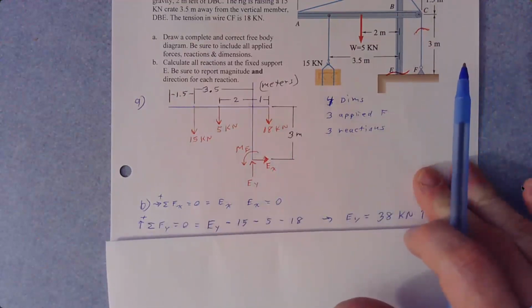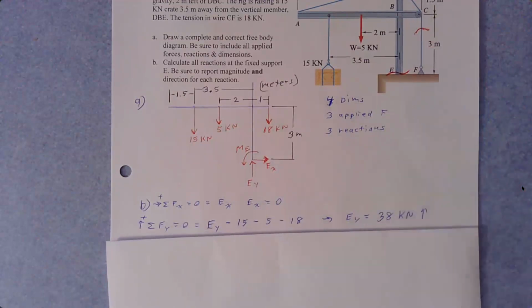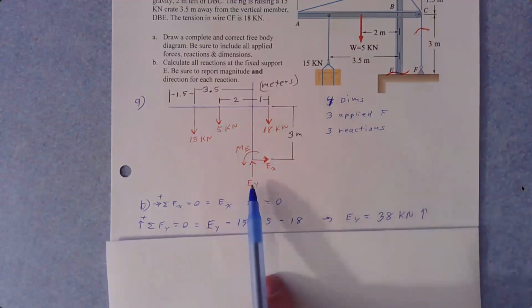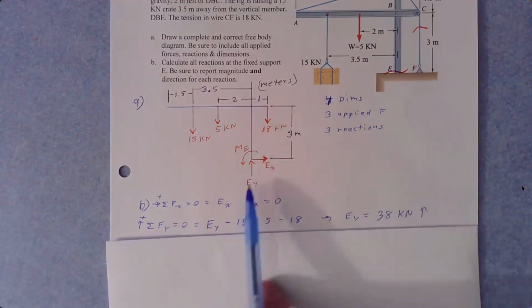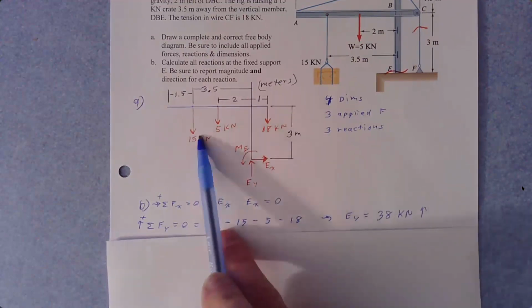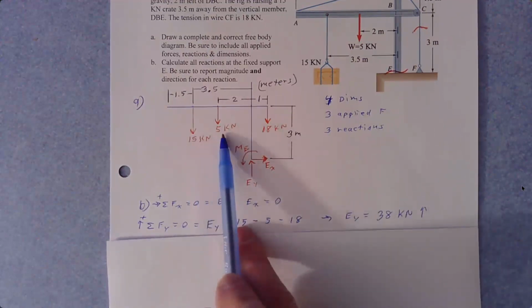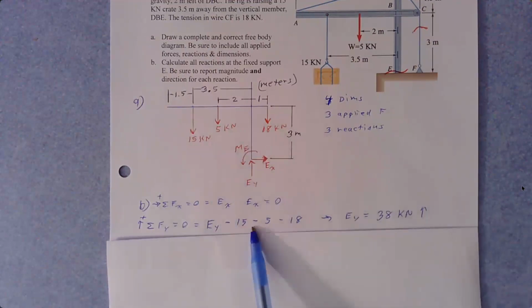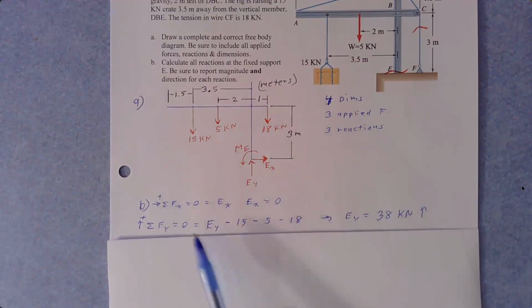Next, we have the sum of the forces in the Y direction is equal to 0. So in the Y direction, we've got E sub Y, that force acting up the way I drew it. We've got 15 kilonewtons and 5 kilonewtons acting down, so those are negative signs. And of course, we have the 18 kilonewton force also acting down. You do the math, negative 20 plus negative 18, you wind up with negative 38 kilonewtons. E sub Y is a positive value, right? Bring it to the other side, you get positive 38 kilonewtons up.